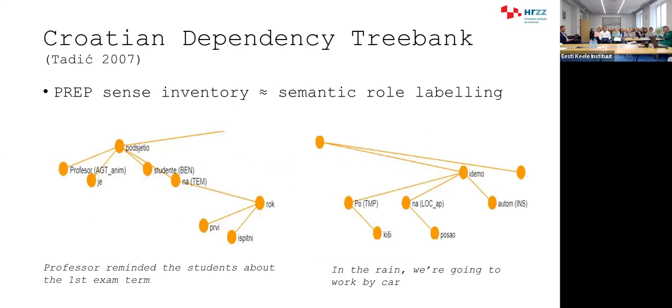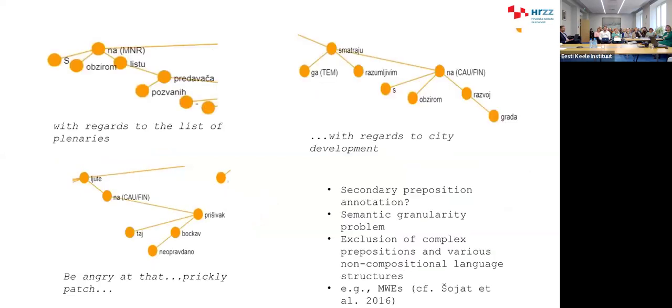The Croatian dependency treebank is another resource we were tempted to look into; it equates sense inventory with semantic role labeling. So you have na as a theme and na as a location, right? But one problem is that when you look at this universal dependency approach, it actually lacks fine-grained semantics. So there's a semantic granularity problem. It doesn't really annotate secondary prepositions. So a complex preposition like with regards to is basically represented the same as na, the angry at. And because it excludes complex prepositions and various non-compositional language structures, my colleagues working in such an approach have started to add multi-word expressions. And I say, okay, you're going into construction territory now, right?